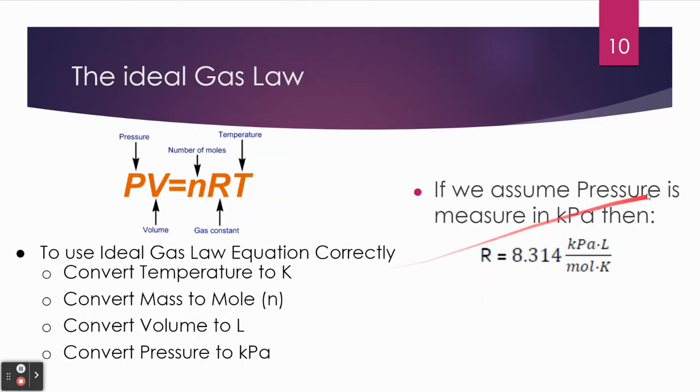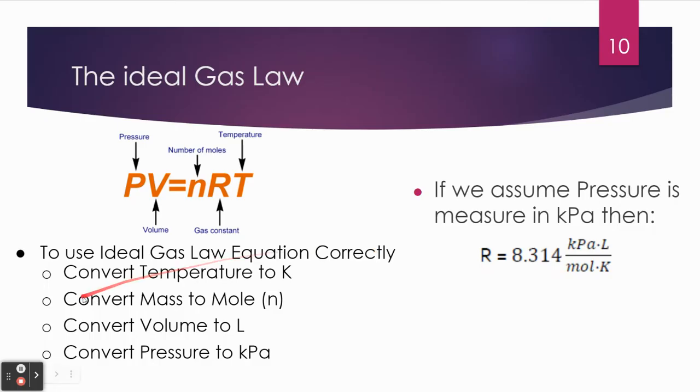We, for the most part, will use the R value that's 8.314 kPa, liters, moles, Kelvin, and that's because our pressure values should be in kPa. If your pressure values are not in kPa when you're using your PV is equal to nRT formula, then you want to convert those values into kPa. Otherwise, you won't have proper unit cancellation and it won't work out the way you expect.